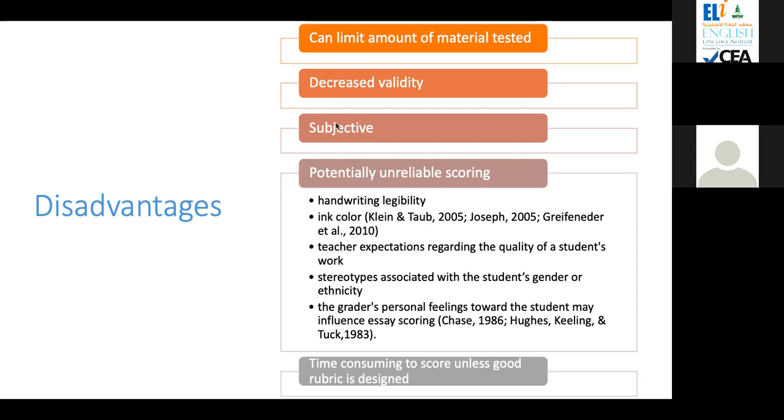Potentially unreliable scoring is linked with the subjectivity of the essays also. Sometimes teachers create their perceptions of the scripts by looking at the handwriting legibility. Sometimes it can also hinder the understanding of the script, and some teachers may not be able to fully acknowledge the ideas expressed in that particular response based on the handwriting. Sometimes even ink color can contribute to unreliable scoring, because some teachers may not find a particular color reasonable to read, or may find it not suitable for writing. There is quite some research behind that, where teachers have really highlighted this.